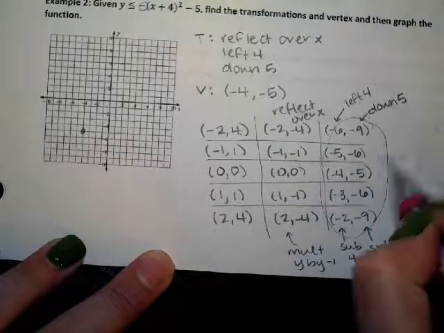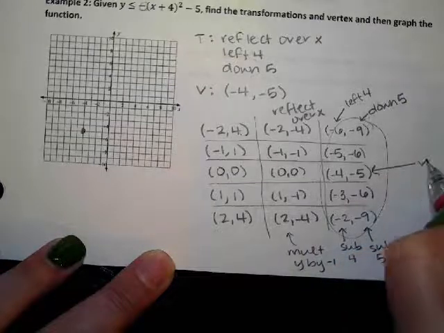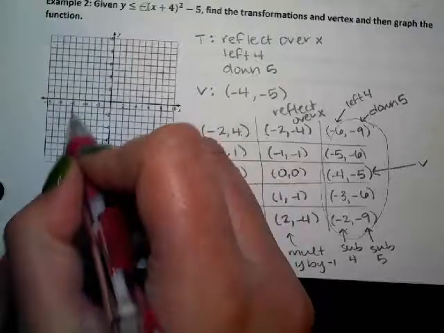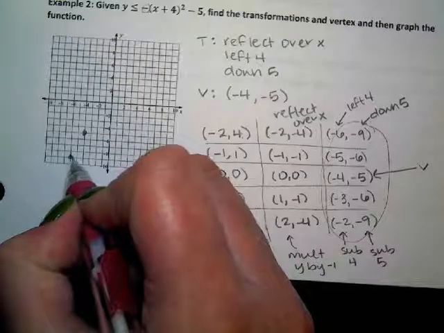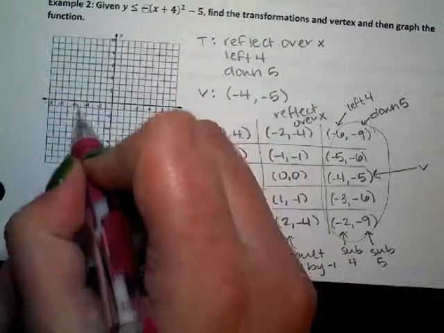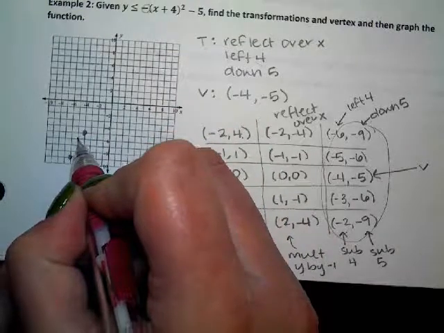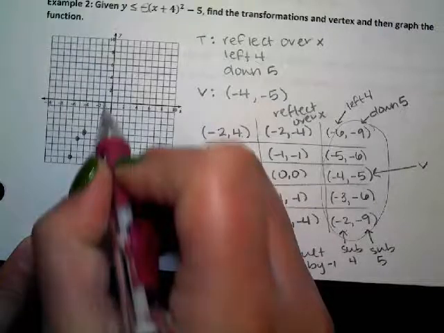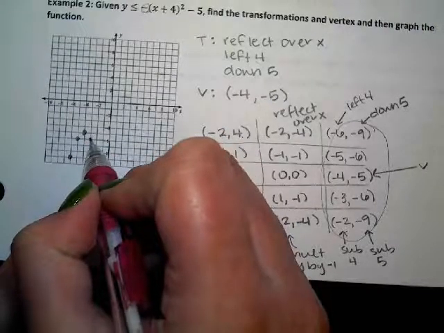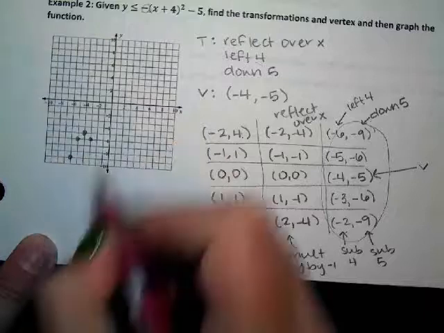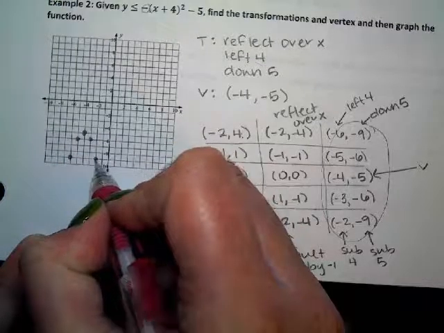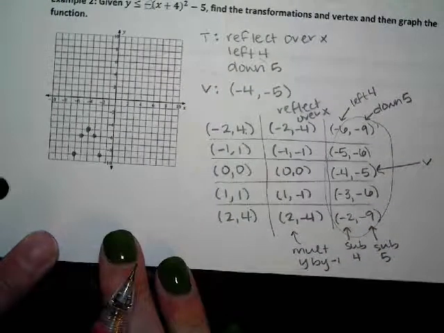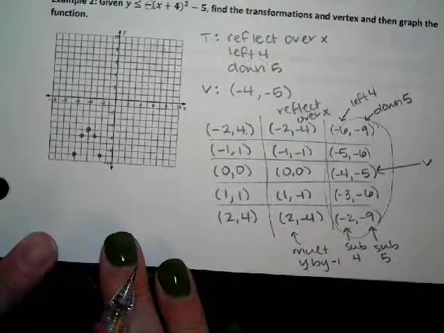In fact, I can see my vertex right there. There's my vertex, the -4, -5. So -6, -9, -5, -6, -4, -5, -3, -6, -2, -9.